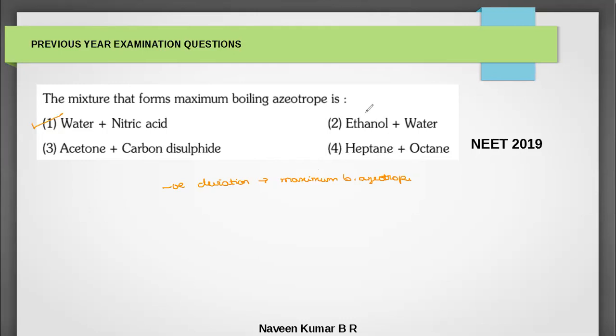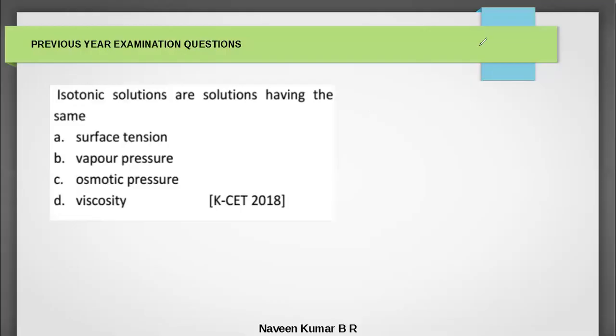Now we will observe a question from the Karnataka CET 2018 examination. Isotonic solutions are solutions having the same. Again, it's a direct conceptual question.